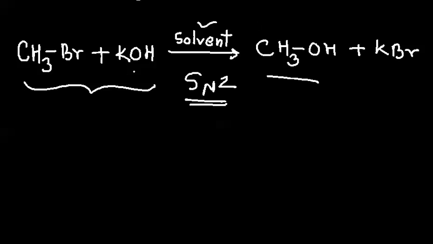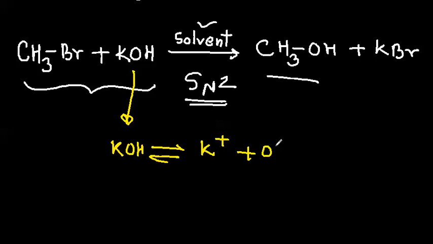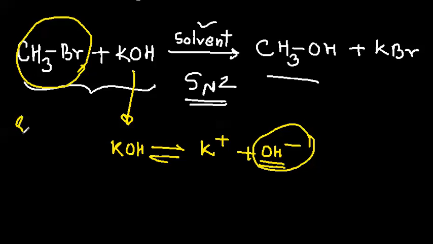Here you must observe one thing, that this KOH is our source of the nucleophile. This KOH dissolves, or dissociates, into K positive and OH negative, and this is the nucleophile which is now going to be available. And this CH3Br is called our substrate, and our nucleophile is generally called the attacking reagent. So this is the reagent and this is the substrate.